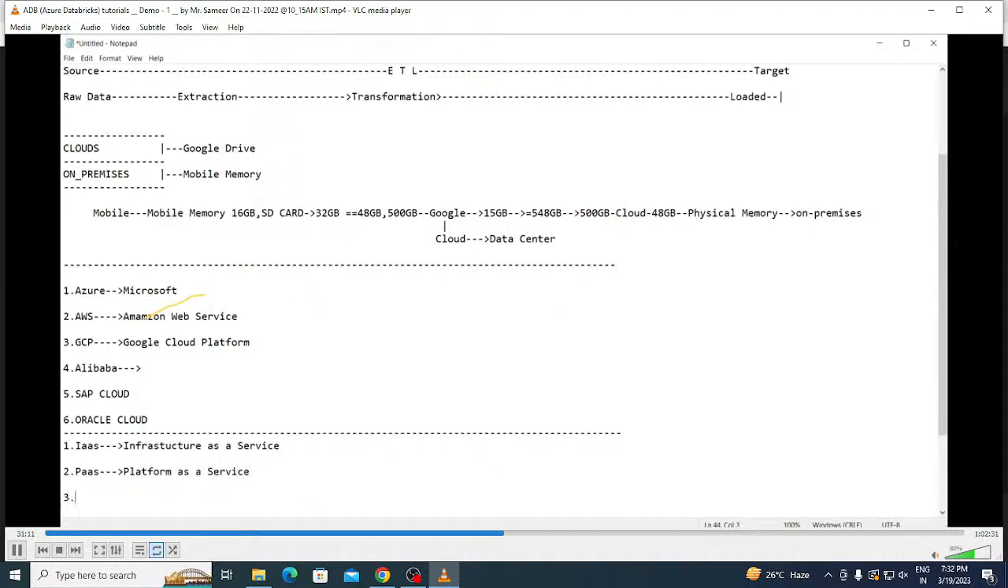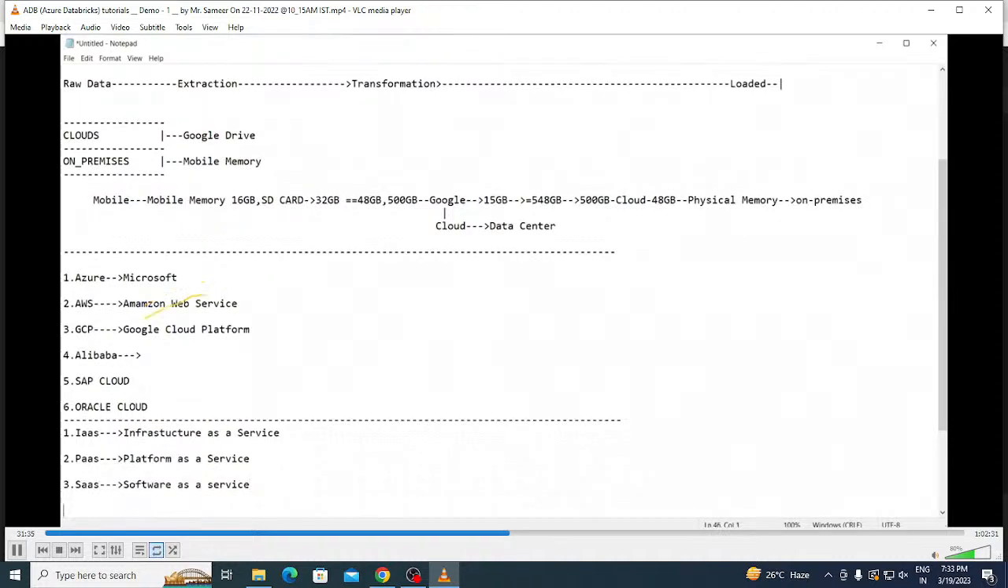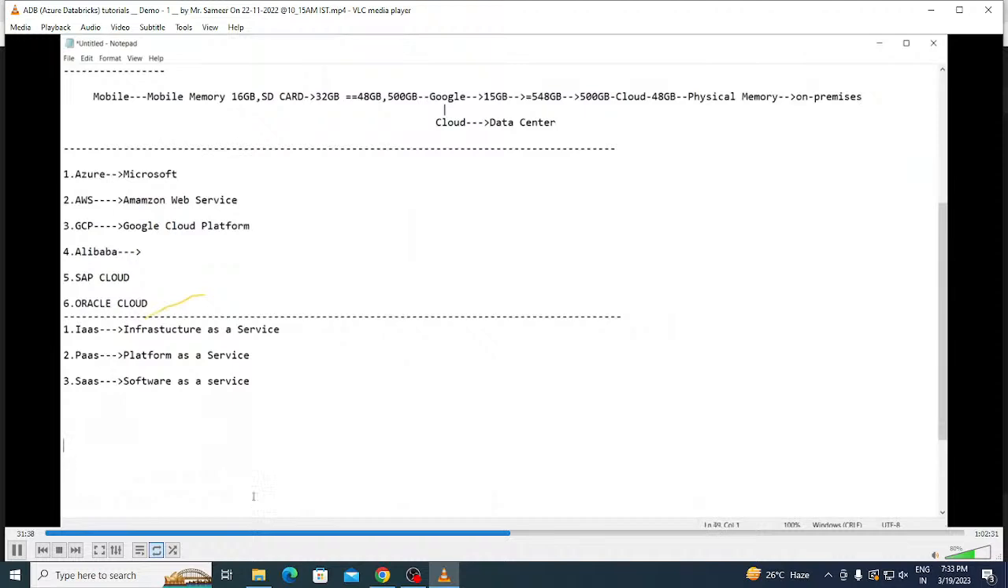Then, guys, the third one is SaaS. SaaS stands for Software as a service. Guys, these are the three different services provided by the cloud providers. That means Infrastructure as a service, Platform as a service, and Software as a service. These are the three categories of services provided by the cloud providers. Getting my point? So now the entire cloud service is classified or built according to these categories: IaaS, PaaS, and SaaS.